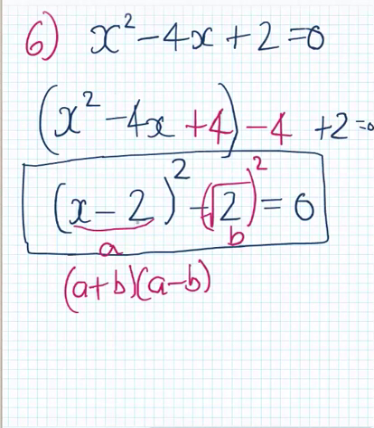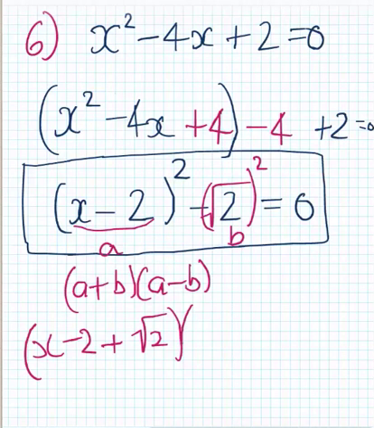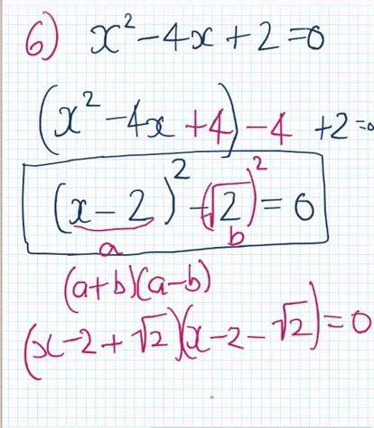Let's see. We have a is x minus 2 in one bracket, so x minus 2 plus b, which is the square root of 2, close bracket. In the next bracket, we have a again, so x minus 2, but this time minus b, so minus the square root of 2. And all of this is equal to 0 because y is 0. Now that we have factorized it, we have to solve this to see what our x-intercepts are.